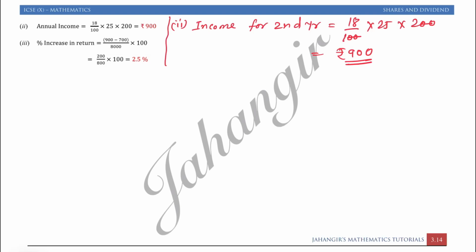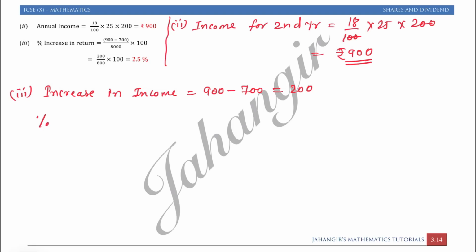Now the third part, just look at the question. In the third part we want the percentage increase in his return on the original investment. So on the original investment, what percentage has the income increased? Increase in income: in the first case the income was 700. In the second case the income is 900. So we will say the increase in income is 900 minus 700, that is 200 rupees. 200 rupees has been increased in the income.